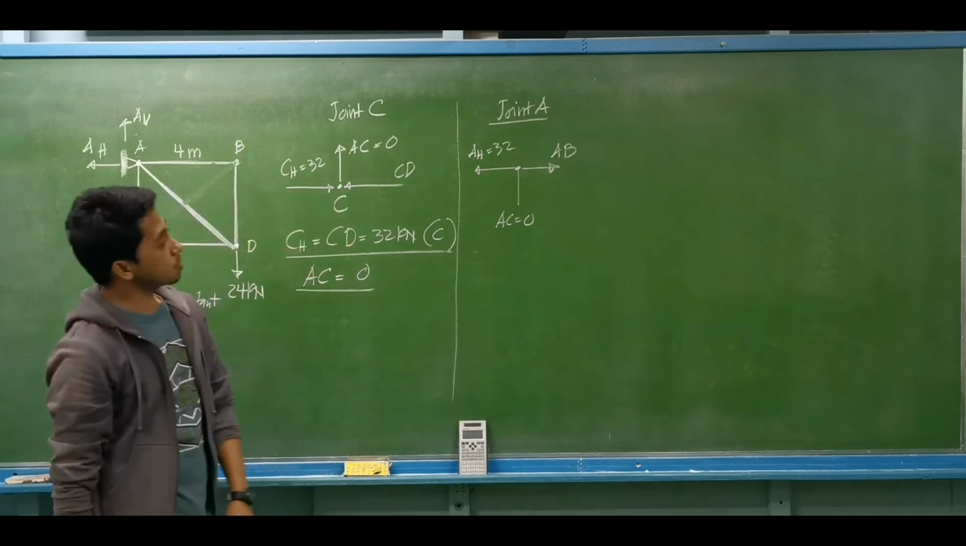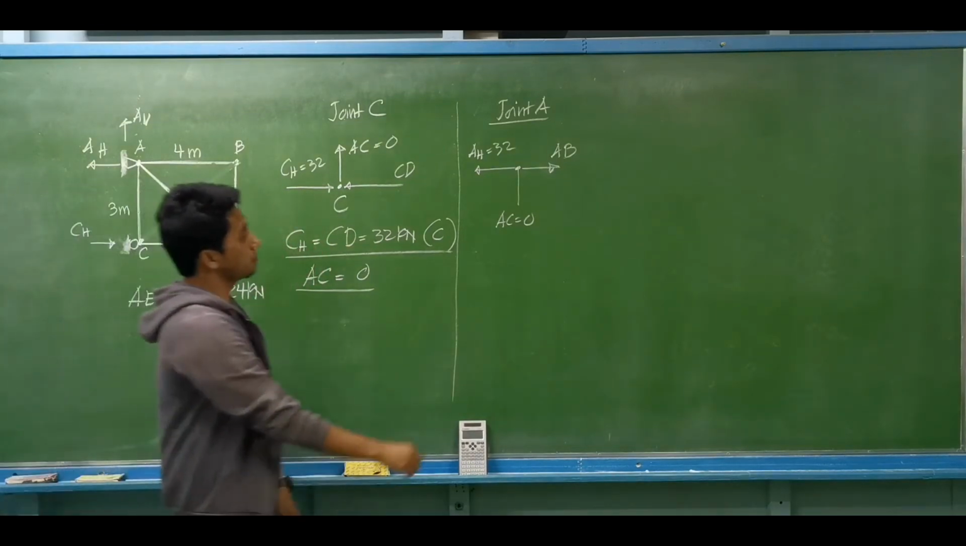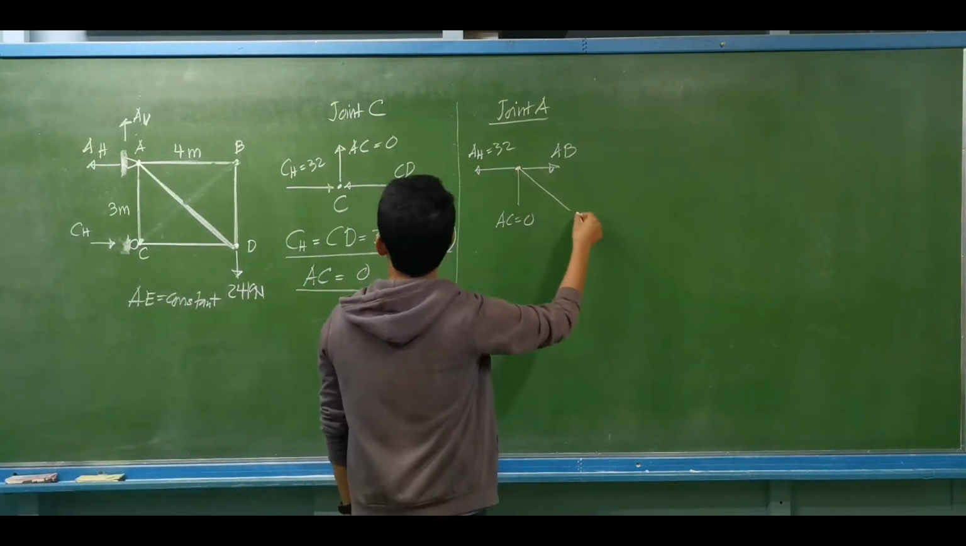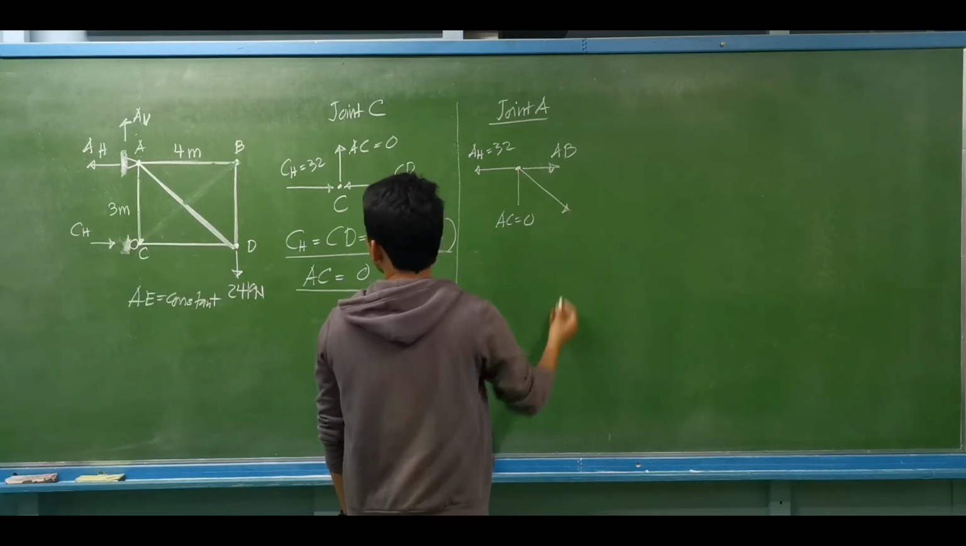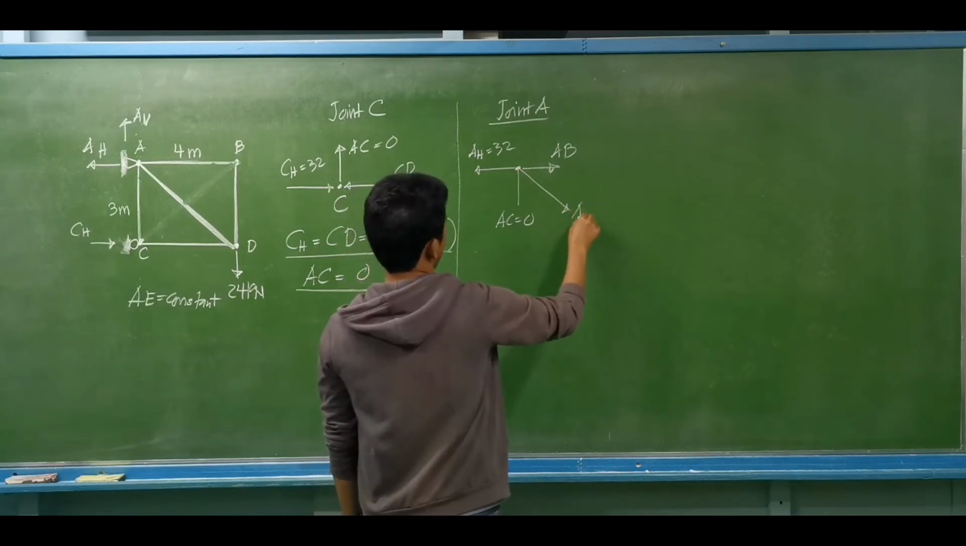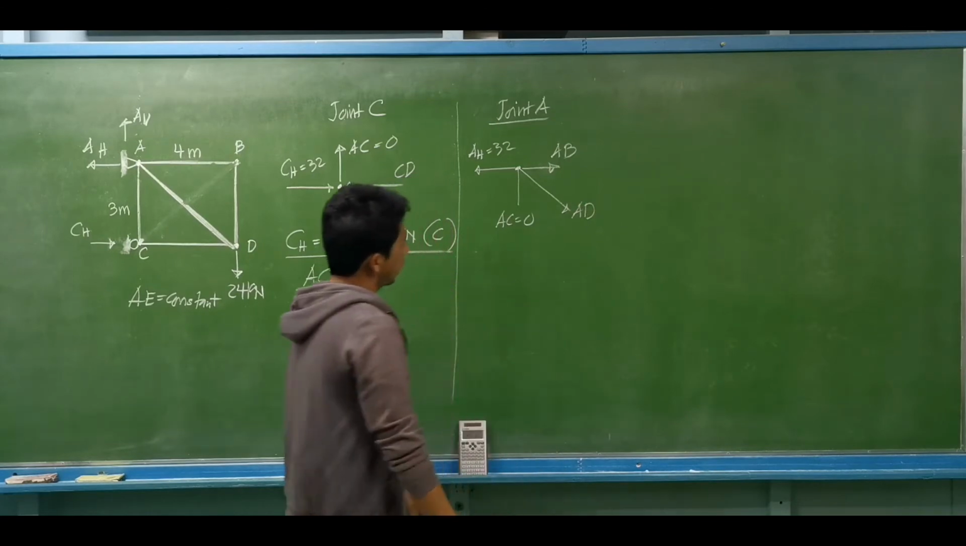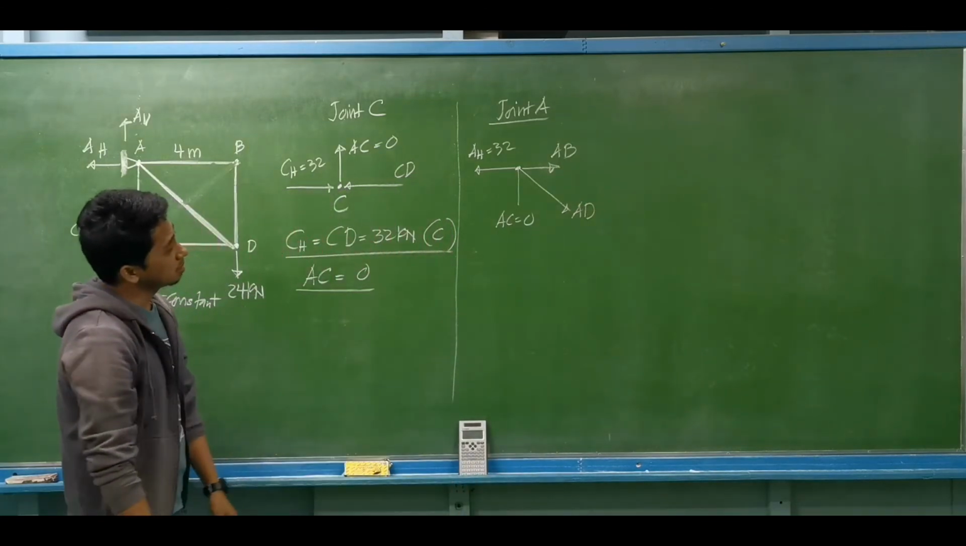Again, this is obvious since at joint A, we have one more member. This is obviously under tension. This is member AD. Okay, so I think this is not really obvious.